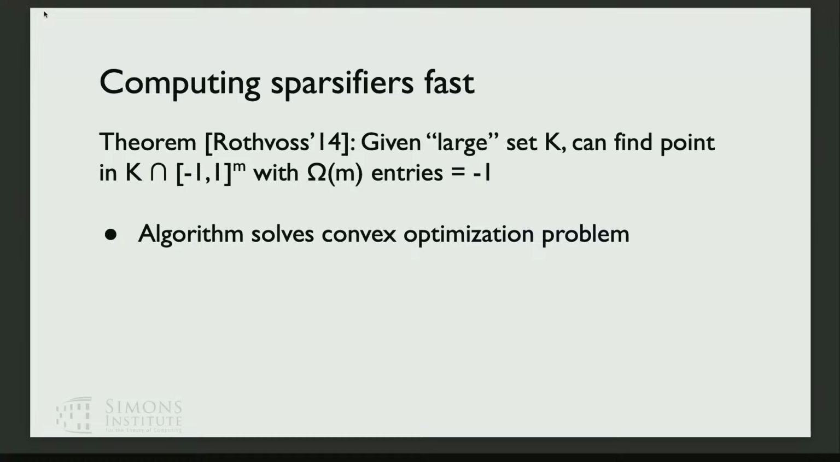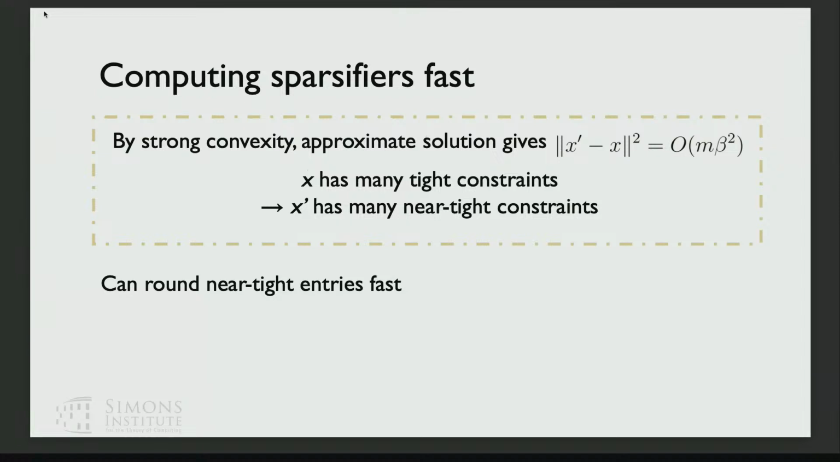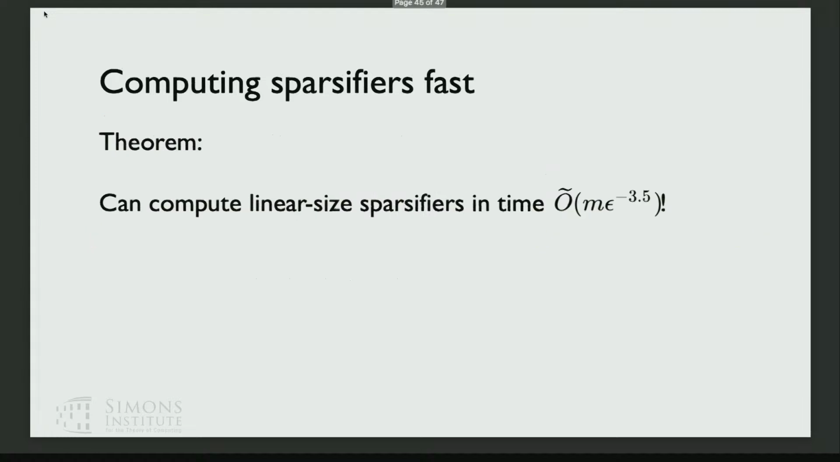So the algorithm for this is just some fairly complex convex optimization problem. And our main idea is that you can solve this problem approximately, and that gives you something good enough. It turns out the objective function for this is strongly convex. So if I solve this to some approximate error, I know there exists a minimizer which has many tight constraints. So my approximate minimizer has many near tight constraints, and I can round this quickly. And this is essentially good enough to make the argument work.